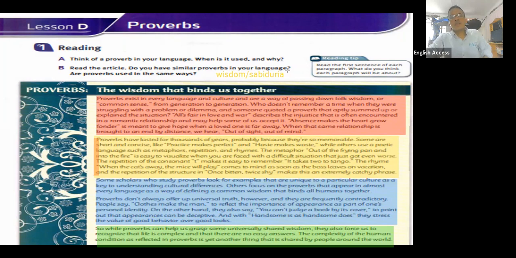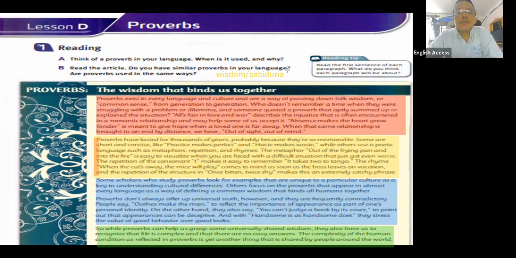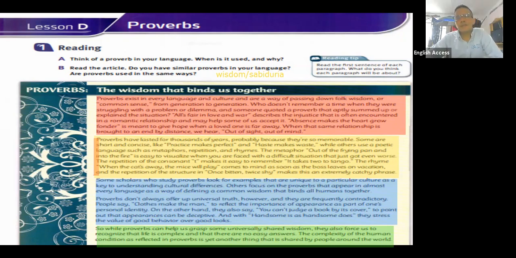If I ask you, what is a metaphor? Can you explain to me what a metaphor is? Yes, a metaphor. A metaphor is when people say the words in another way. They try to use a different way to say something, right? Yes, expressions, but with the same meaning.